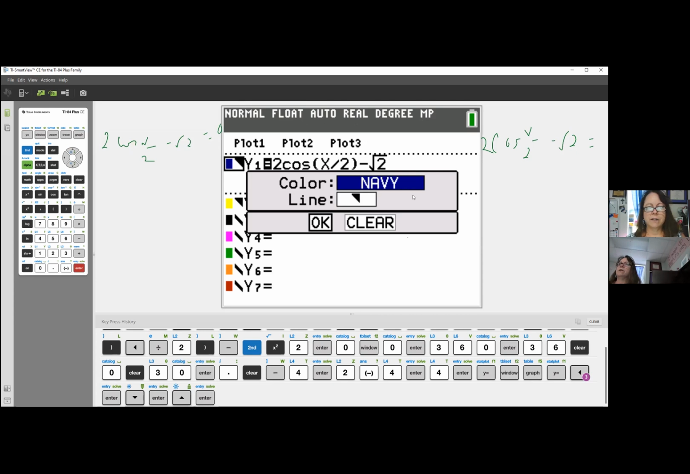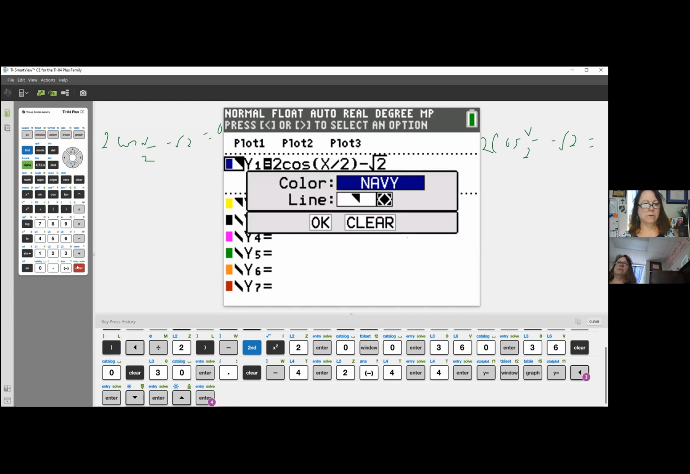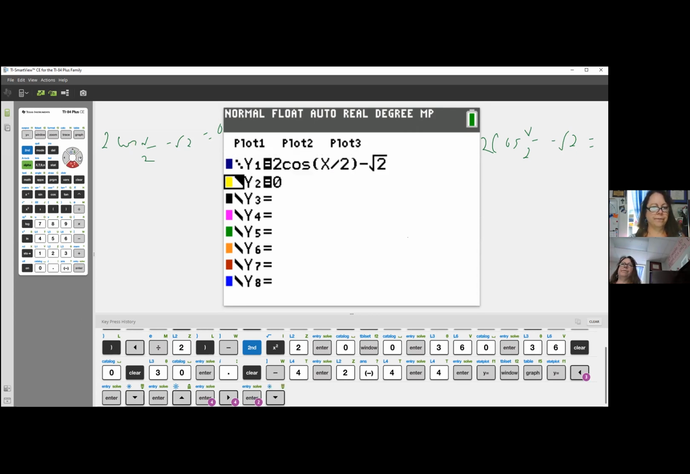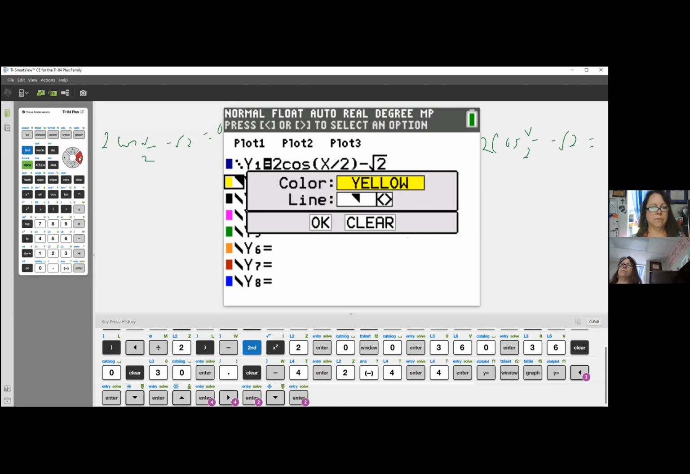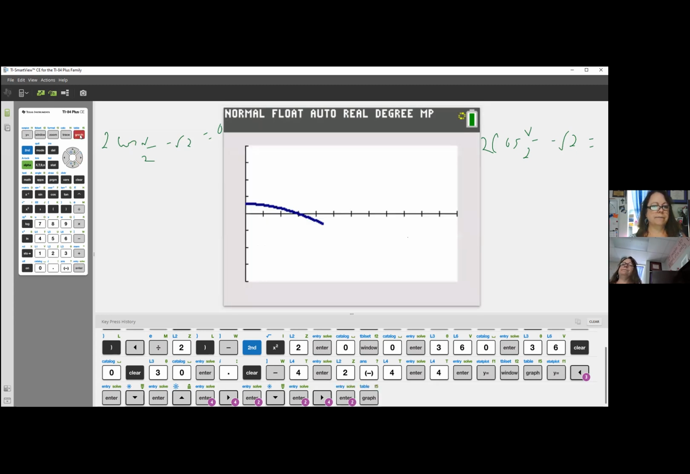Oh, how do I fix it on here? Okay, maybe I have to write it out. There we go. Okay, that one's good. All right, go down to the second one. All right, now let's hit graph.